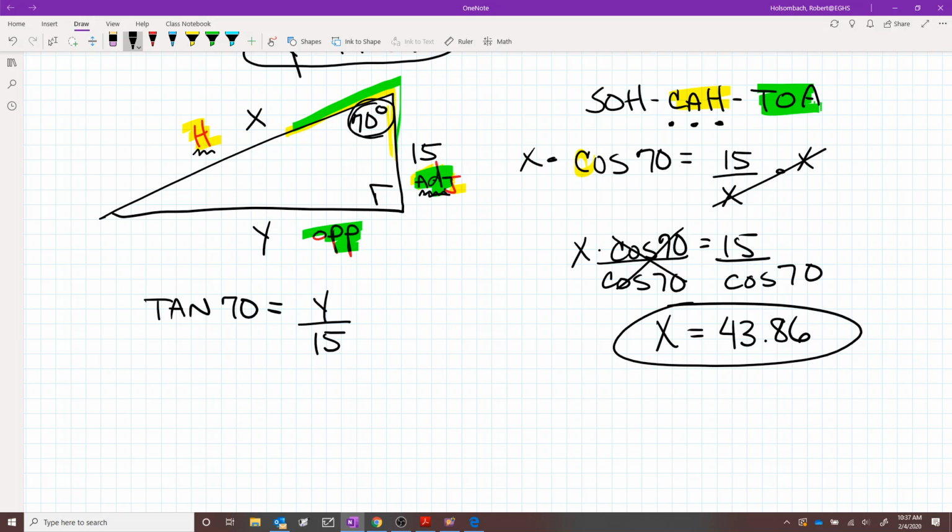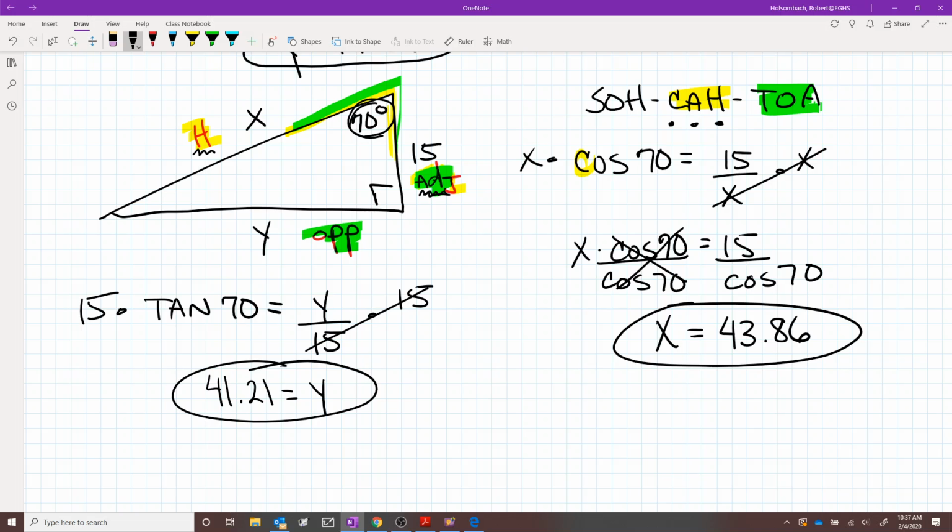When your variable's in your numerator, it's just a one-step equation. You multiply both sides by 15 here. These 15s on the right cancel. So 15 times tan 70, you should get 41.21 equals y. Does that make more sense?